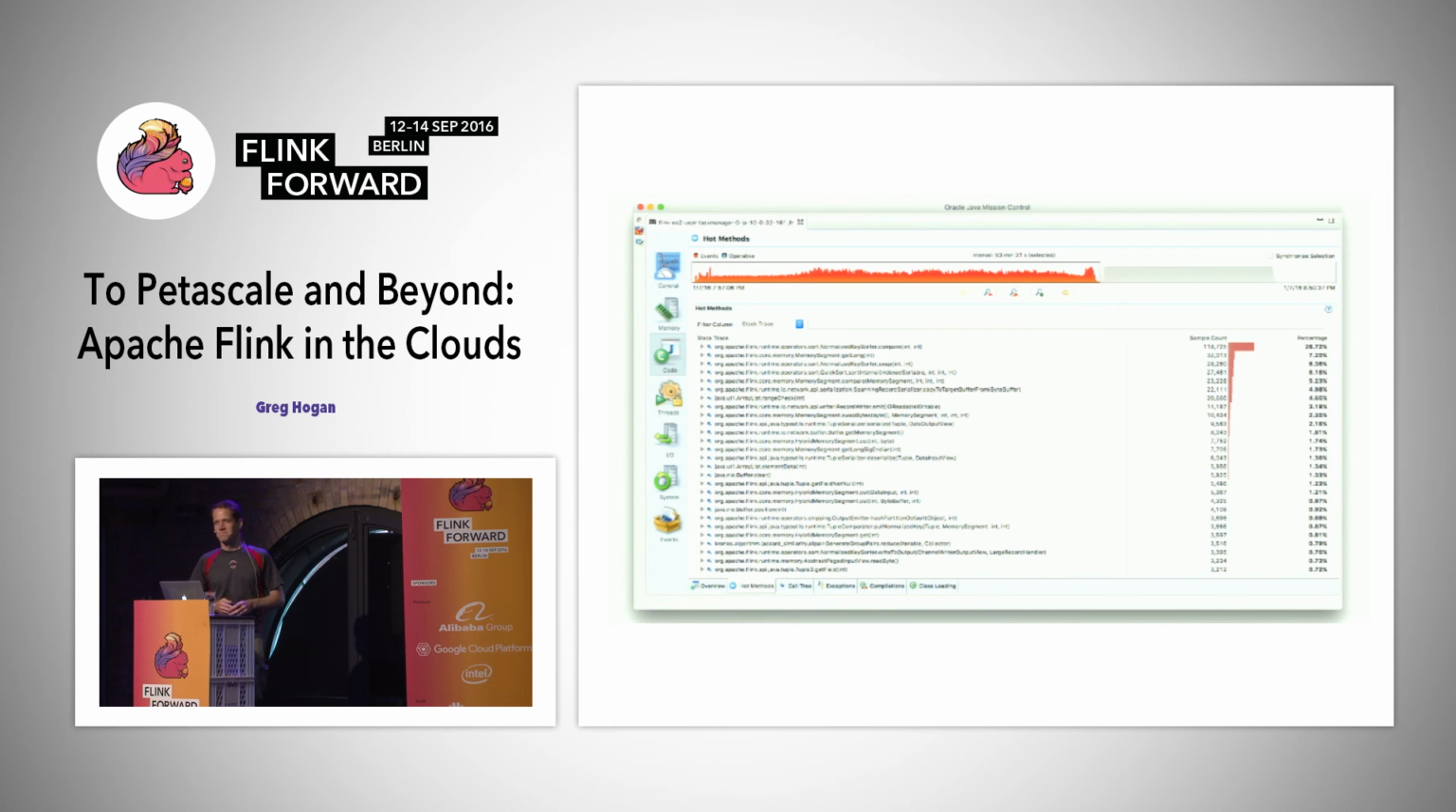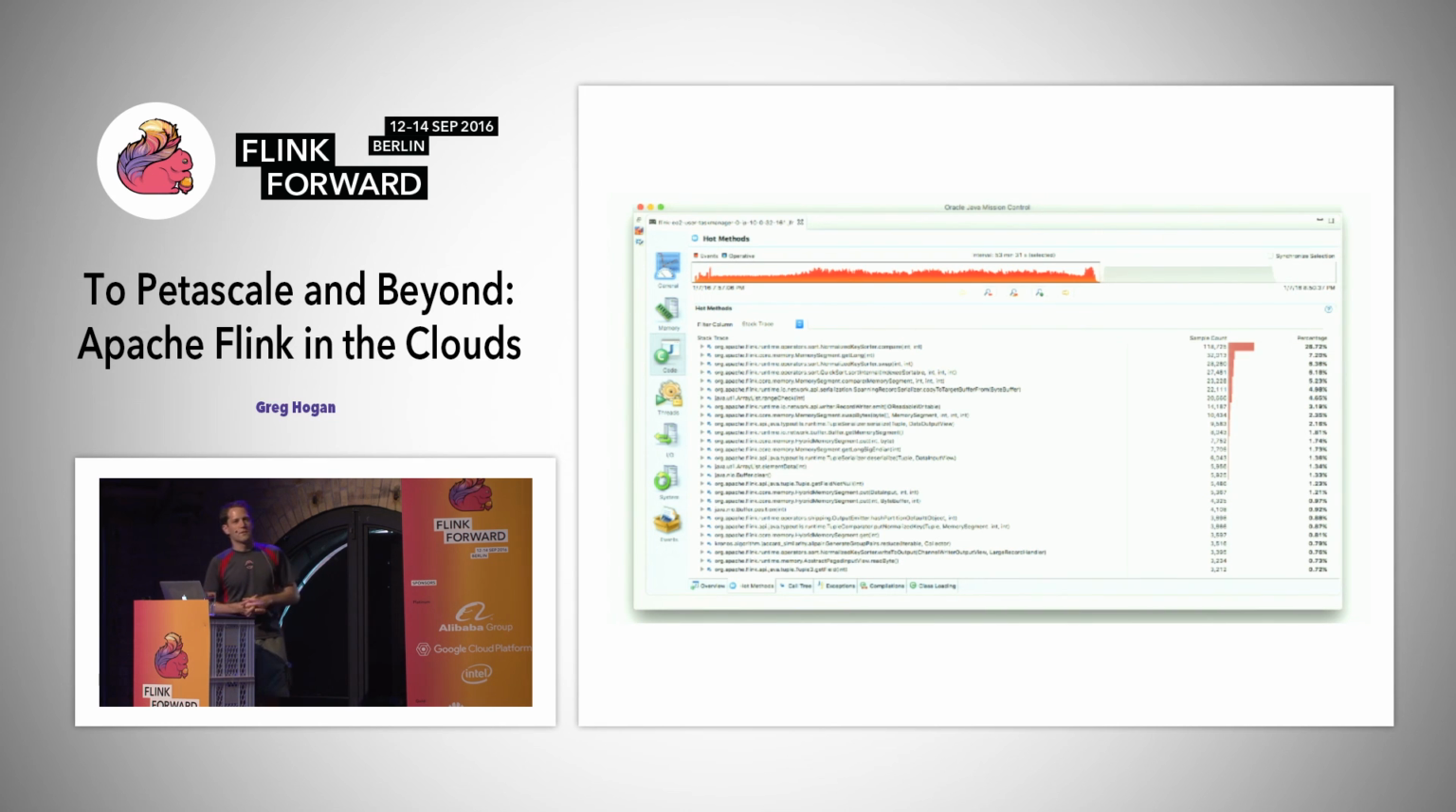Okay, anybody else? May I ask you to say a few words more about the sort benchmark? How did you implement, at a high level, the sorting algorithm with Flink?